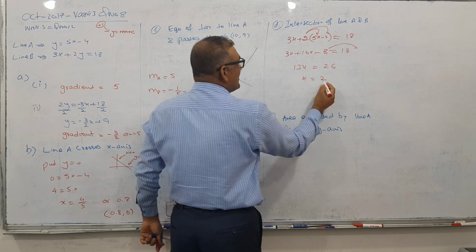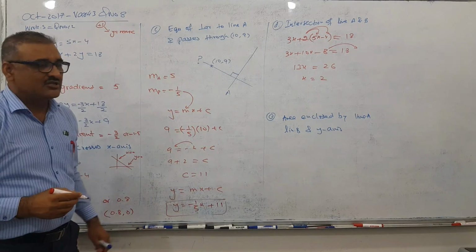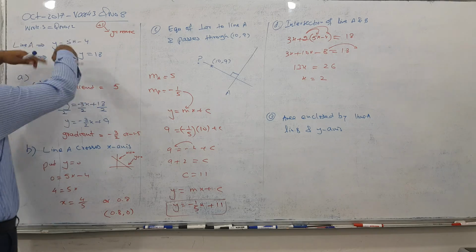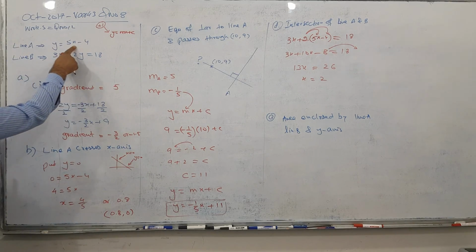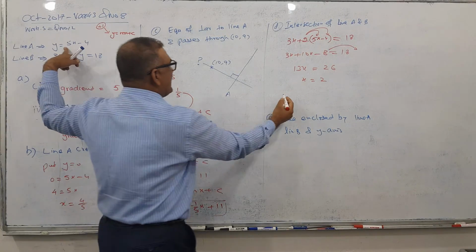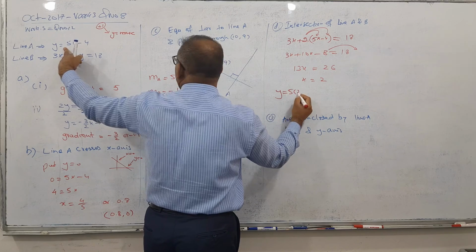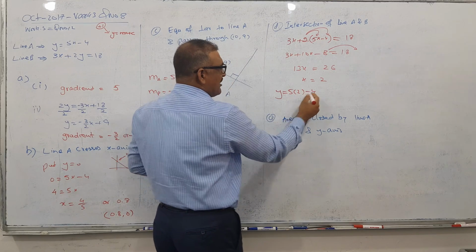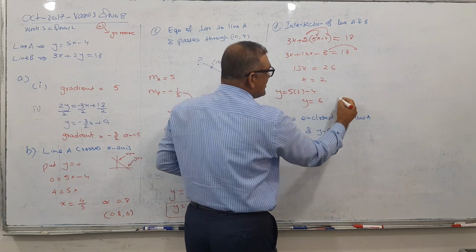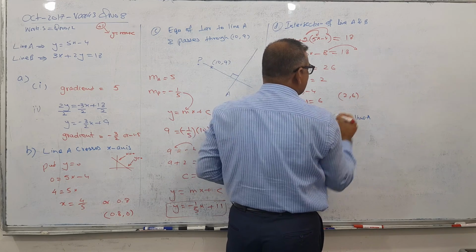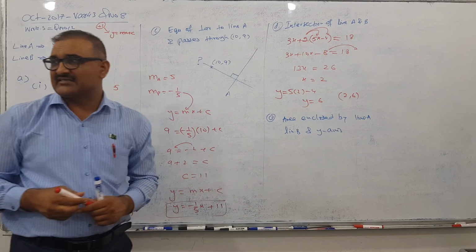So this is clear. Now I got an x, but I need y as well. So replace this in any one equation you like, any one. I put it here. When I put it here, y is equal to what? 5 times 2 is 10, minus 4 is 6. So alhamdulillah, the point of intersection is 2, 6.